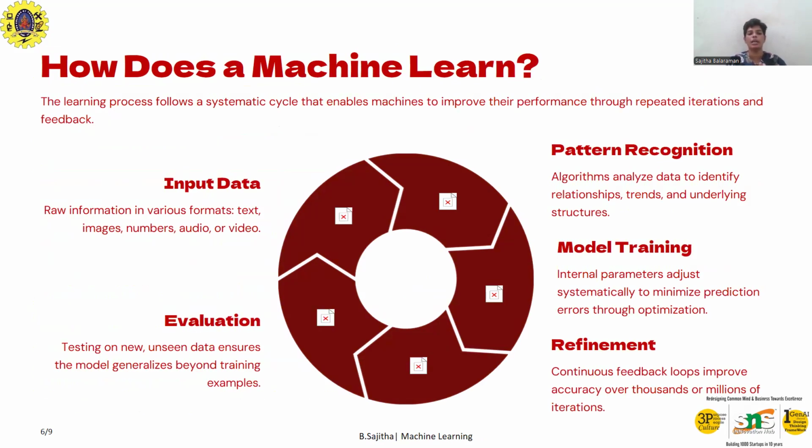How does a machine actually learn? Here you can see that the learning process follows a systematic cycle that enables machines to improve their performance through repeated iteration. That is input data, then pattern recognition, where the algorithm analyzes data to identify relationships, trends, and underlying structures. And also model training, where the internal parameters adjust systematically to minimize prediction errors through optimization. And finally, it is the refinement.